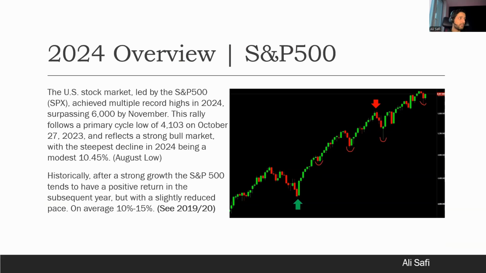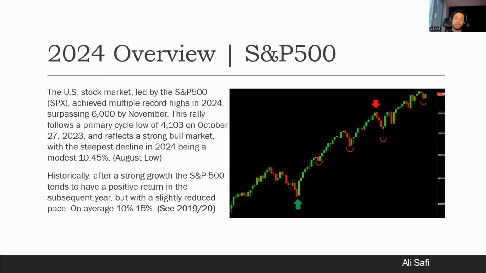2024 overview. For the S&P 500, we had a modest 10.45% decline to the downside in the August low. This is the red arrow there. And as you see here, when the market just keeps going up with higher lows, this means the momentum is pretty strong. Because the market was so strong in 2024, we may see some profit taking, especially in January, February, or even mid-year, when the market gets to exuberance at the top. That euphoria gives us some money getting out. People are just taking the profit.